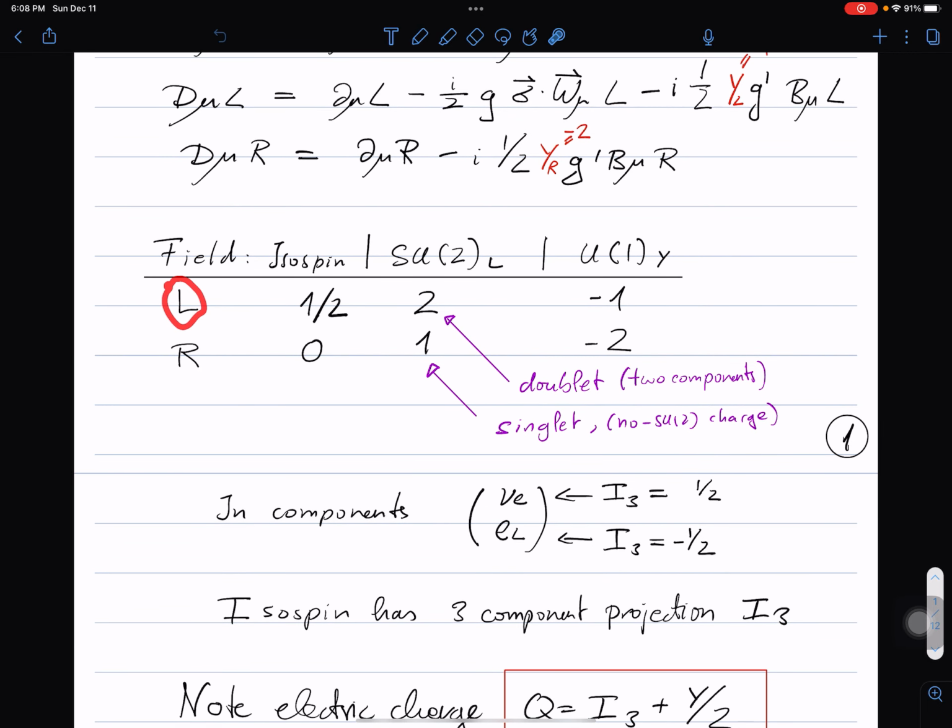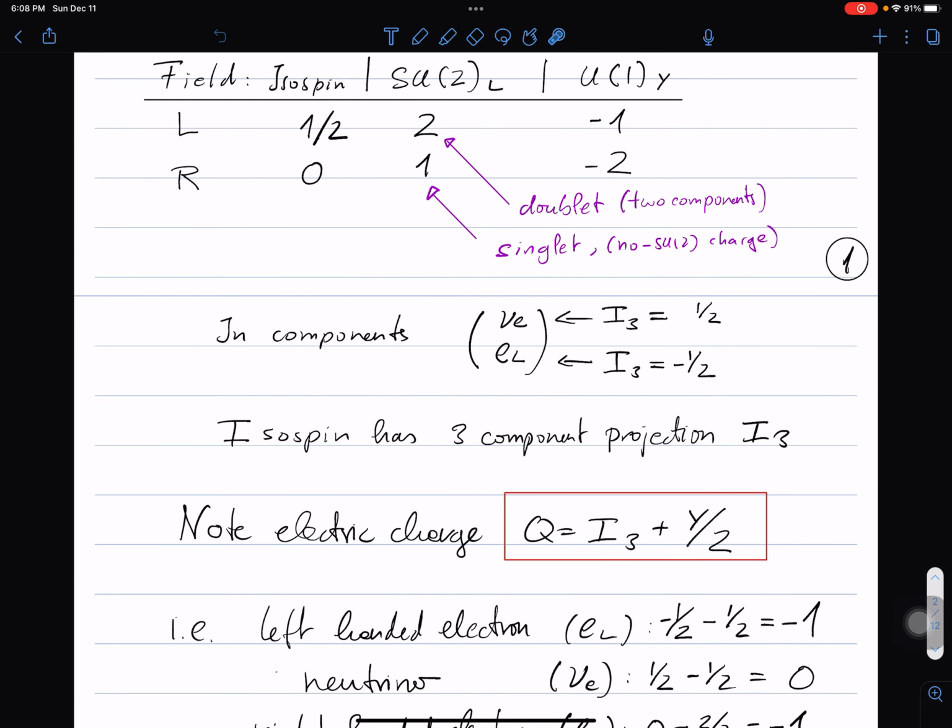So the left-handed doublet is essentially the term that has two components under the SU(2) field and interacts with the SU(2) group. It has a so-called isospin quantum number. It has historic reasons why it's called like that. And the value of it is 1/2. And the U(1) charge, the so-called hypercharge Y, is -1. For the right-handed fields, it's just a singlet, doesn't interact with the SU(2) charges. This has no isospin, and the hypercharge is -2.